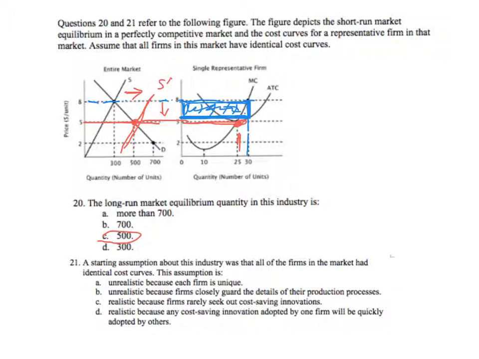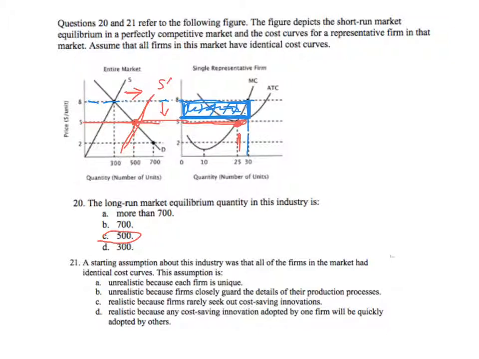Really pay attention to this one. This is the critical skill in Chapter 7. A starting assumption about this industry was that all of the firms in the market had identical cost curves. This assumption is unrealistic because each firm is unique. In the real world, sort of. I didn't get a challenge on this one, but I probably would have entertained that challenge, because in the real world, things aren't as pretty as in our models.